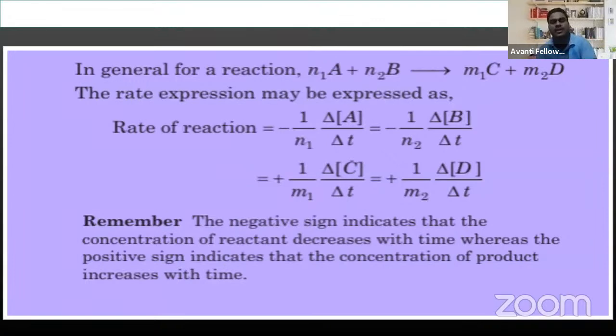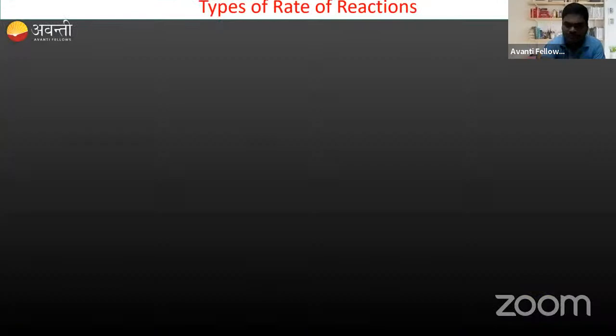So in general, for a reaction n1A gives n2B and produces m1C and m2D, the rate expression may be expressed as rate = -1/n1 ΔA/Δt = -1/n2 ΔB/Δt. In terms of product, we can write it as +1/m1 ΔC/Δt = +1/m2 ΔD/Δt. Always remember, the negative sign indicates that the concentration of the reactant decreases with time, whereas the positive sign indicates that the concentration of the product increases with time. That is the significance of the negative and positive signs. I hope this is clear to you, right?